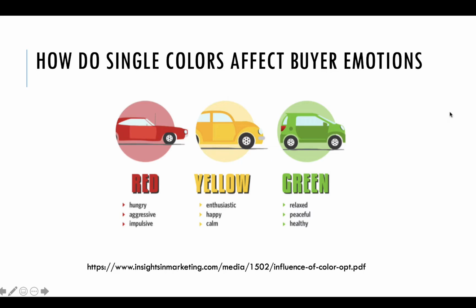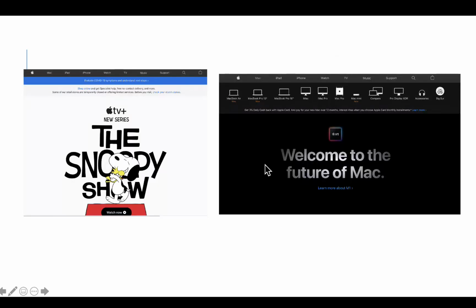So how do single colors affect buyers' emotions? Remember I mentioned that 80% of consumer behavior based on purchases has to do with color. Red evokes hungry, aggressive, and impulsive types of emotions. Yellow, remember, is sunshiny, happy, calm, enthusiastic. Your bright, sunshiny day is yellow, and green is more peaceful, healthy, organic, relaxed. So these colors do evoke emotion, so keep that in mind.